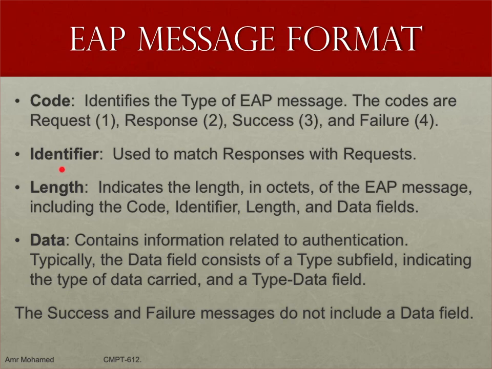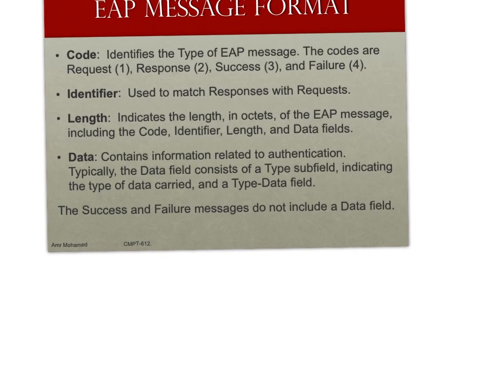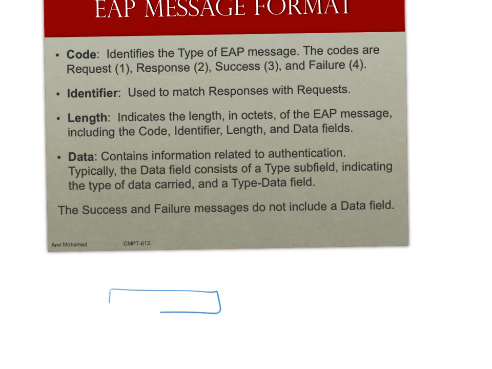The identifier. So you have the code. So if we were to write the EAP message, this is the header for the Extensible Authentication Protocol. So we have the code, okay, and then we have the identifier. The identifier here is like a sequence number for the message, which identifies the request.